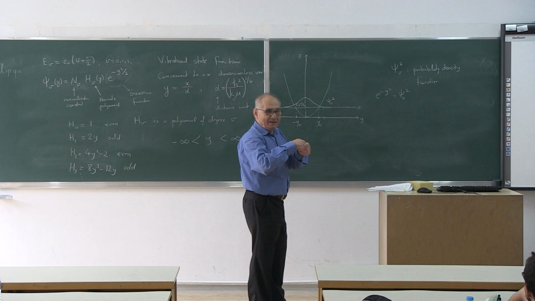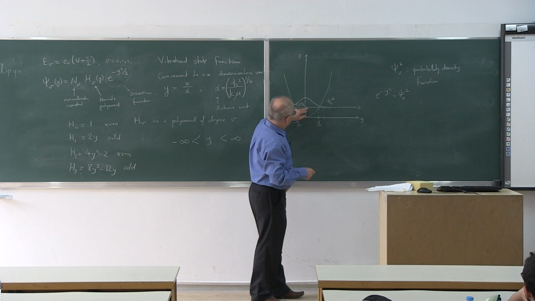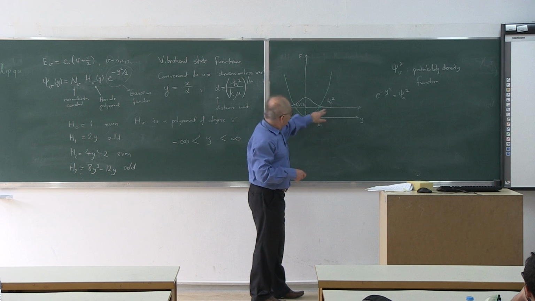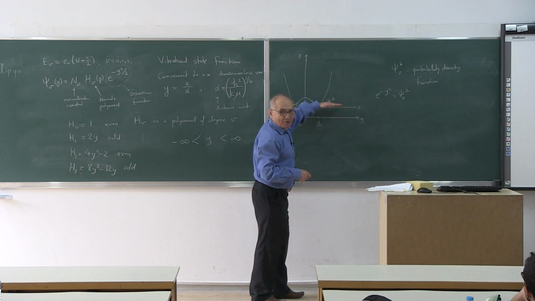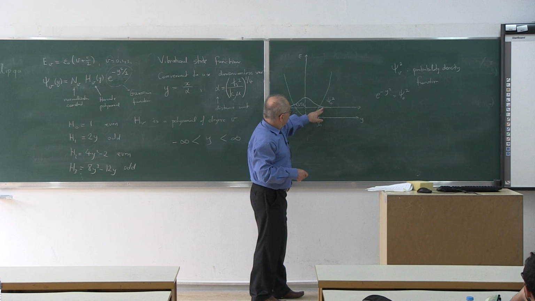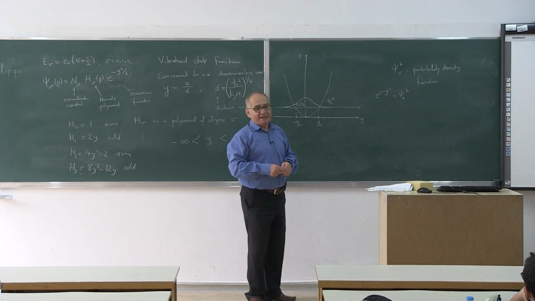Classically, is it possible to find such a particle with this energy at a y value which is larger than the turning point? No. Classically, it cannot. But quantum mechanically, because this wave function is slowly going to 0, there is a non-zero probability for finding the particle at a distance larger than the classical turning point. This process is called quantum mechanical tunneling.